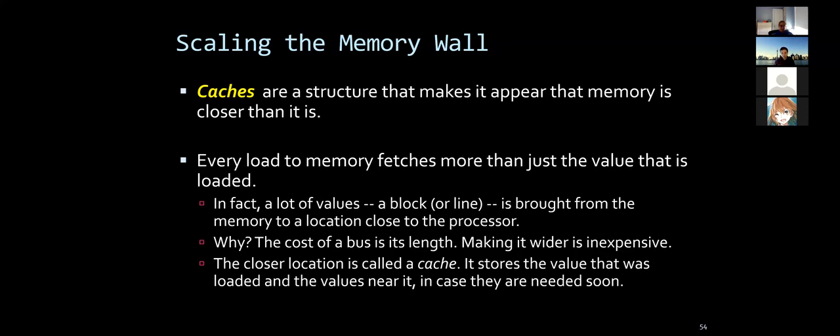Okay. People realized that the problem with memory existed as early as the end of the 60s, beginning of the 70s. And they came up with something called the cache, a structure that tried to create an impression that the memory is located closer than it really is, so you run faster. So what's the key idea behind caches? The idea is that every load to memory fetches more than just the value it's loading.